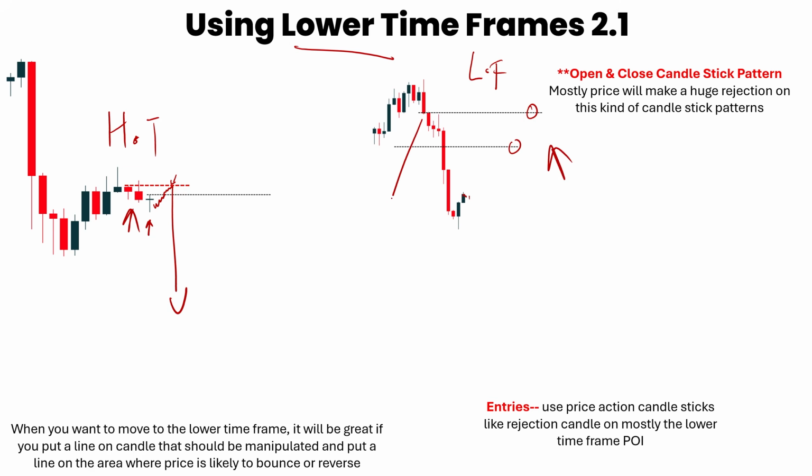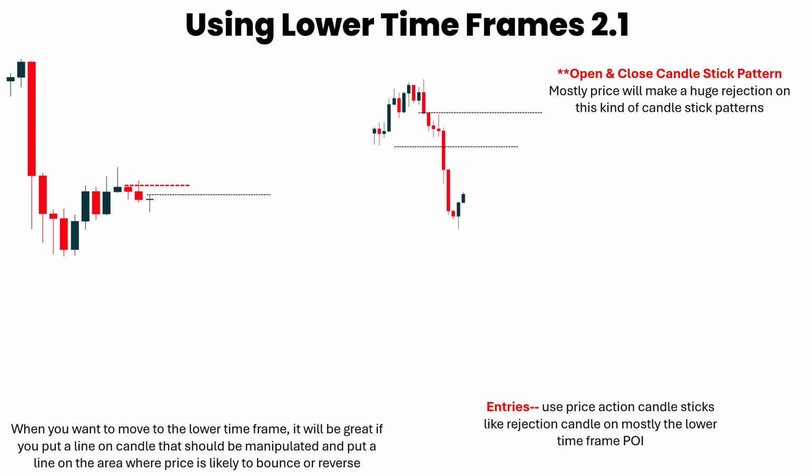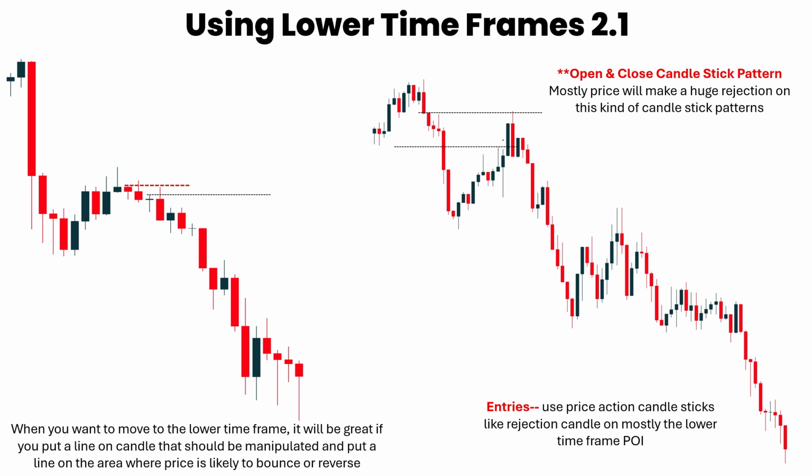And I have also provided a video on how to trade this kind of candlestick, the open and close. So before we move on to the lower time frame, you will have these two lines here. Then price will move something like this. But if we look closely, when price touches this line, there was no bearish candlestick to open short. But then price touches this open and close, and also this is a bearish engulfing candlestick, and also this is a rejection candlestick.